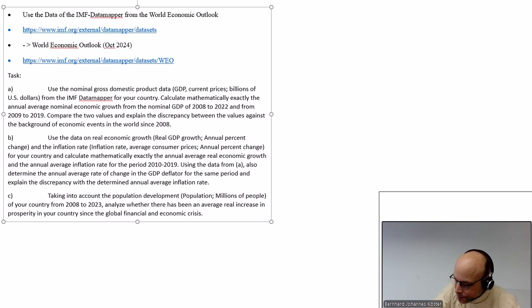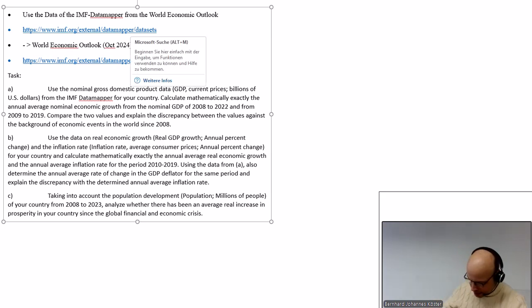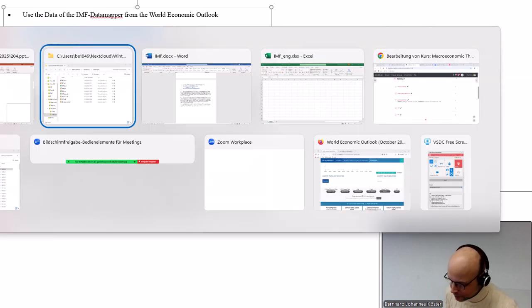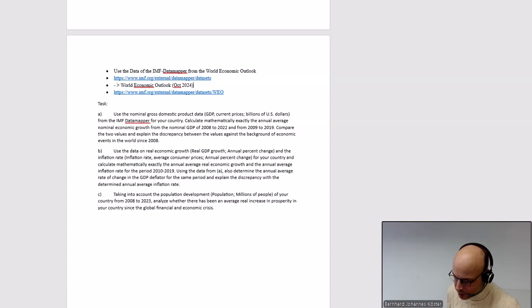Okay, so the first one would be then download this data, and hopefully this functions that I can click on this. Well, then I have to choose the world file. Otherwise, you can, of course, just copy the internet address and paste it into a browser. But the link should be active also in the PDF file. Have you tried it?